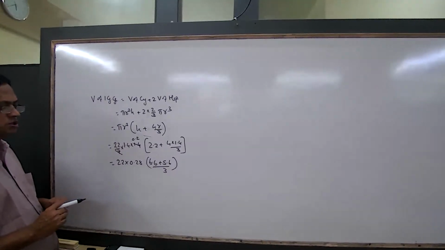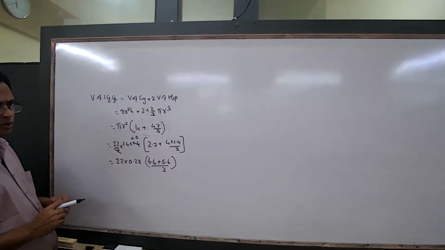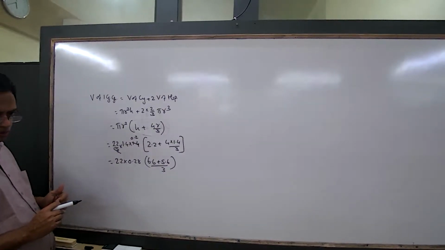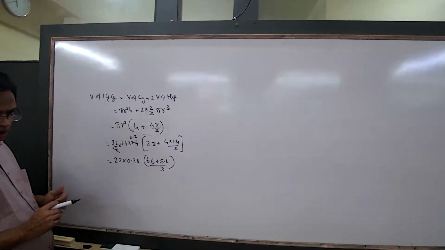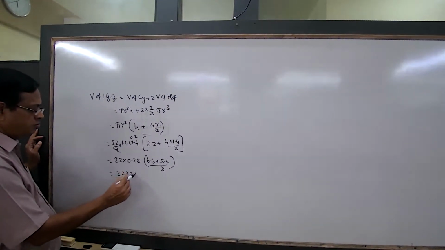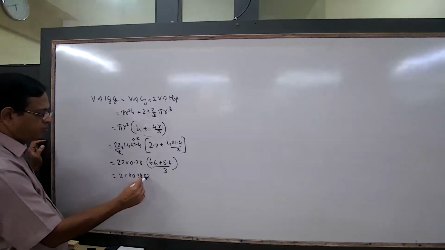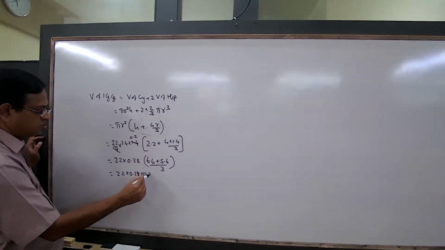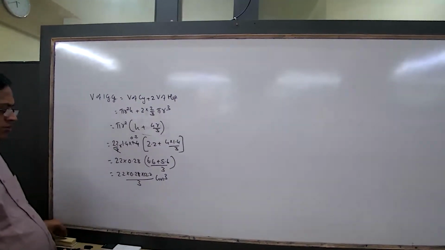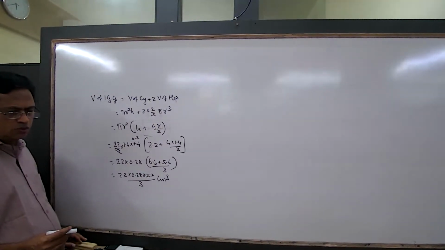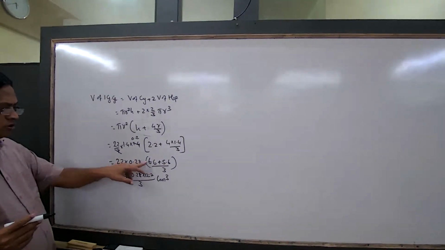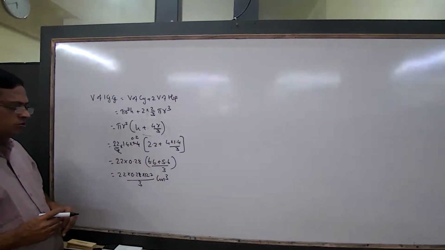6.6 plus 5.6. How much? 11.6, 12.2. So it is equal to 22 into 0.28 into 12.2 divided by 3 centimeter cube. That is the volume. No need to multiply or something. Leave as it is. This is the volume of 1. Yes or no? 22, 0.28. This is addition. It is coming as 12.2.